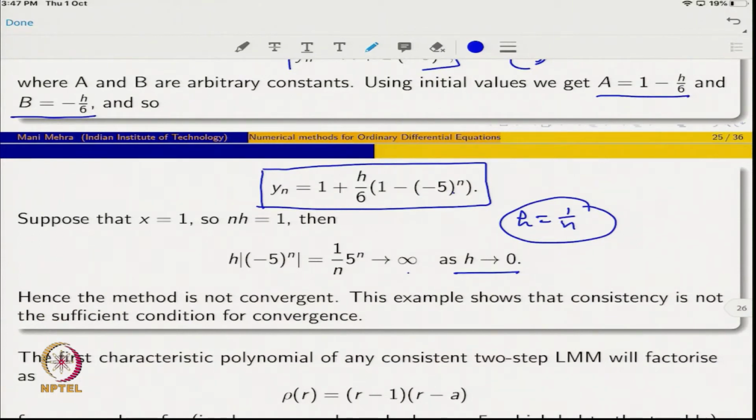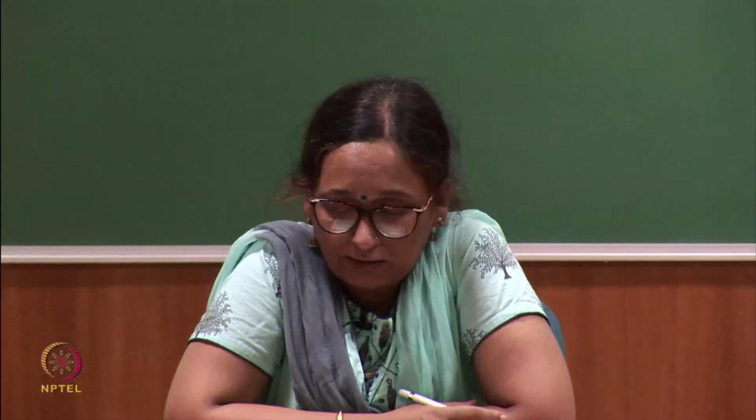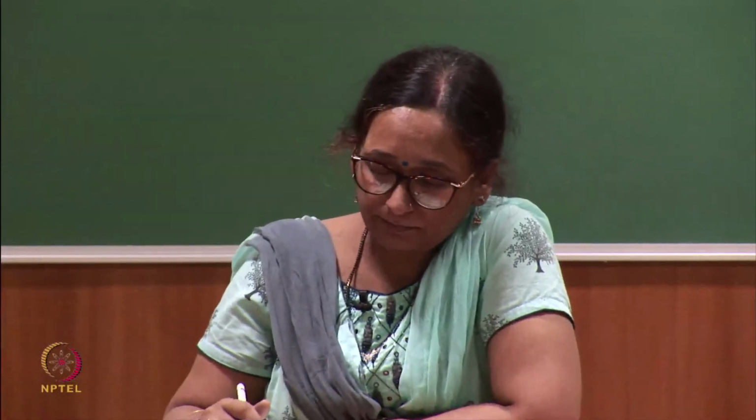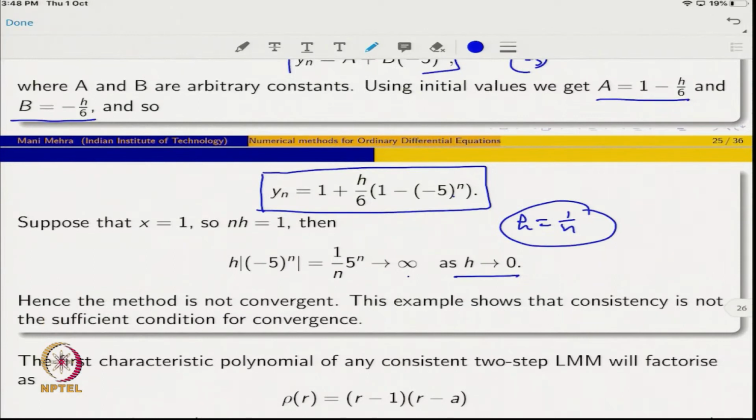So this example shows that consistency is not a sufficient condition for convergence, because in the last lecture we have seen that this difference equation was consistent, but now we have seen that it is not convergent. You can easily get the exact solution of this initial value problem, and you can see that as h tends to 0, the solution of this difference equation is not converging to the solution of the differential equation. So this is an example where consistency is not sufficient for convergence.